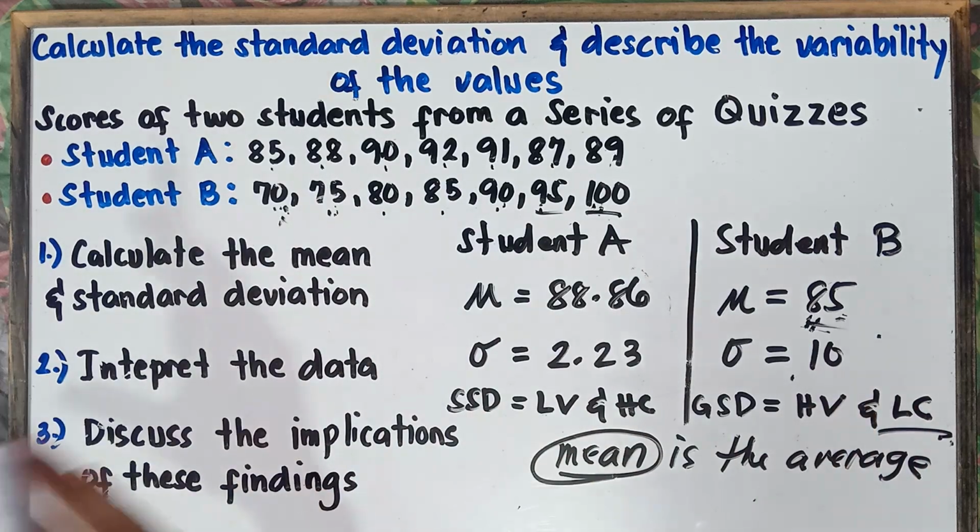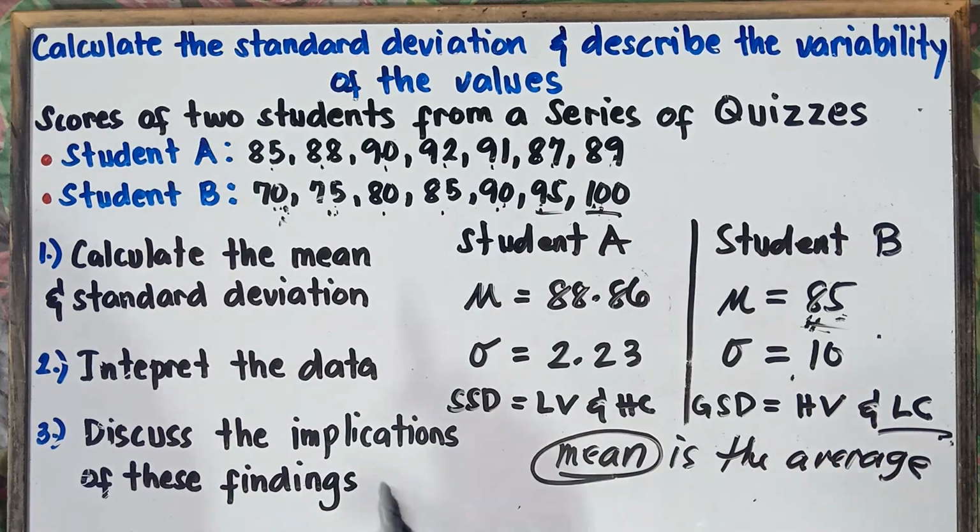So therefore, there are some scores of student B above the average and some scores below the average. That's why, class, you have low consistency. Therefore, class, the performance of student B changes a lot from one quiz to another.